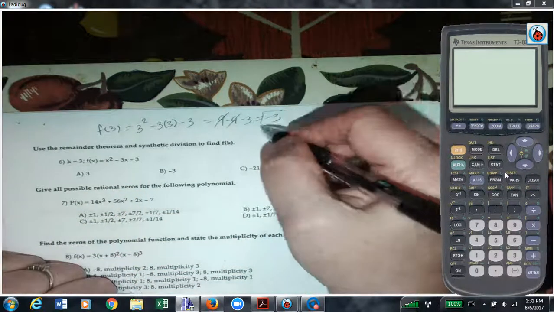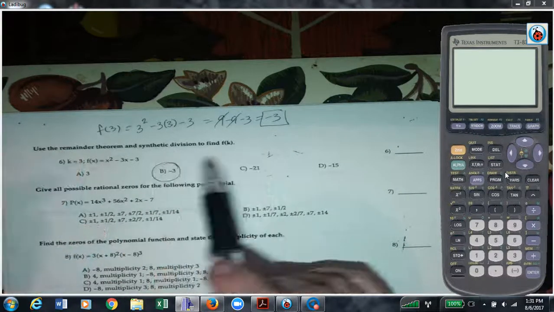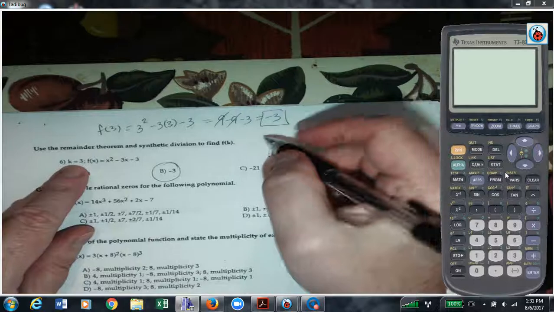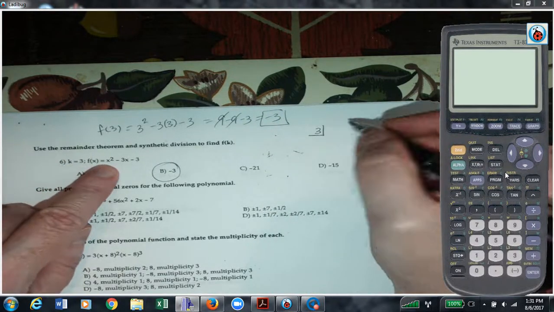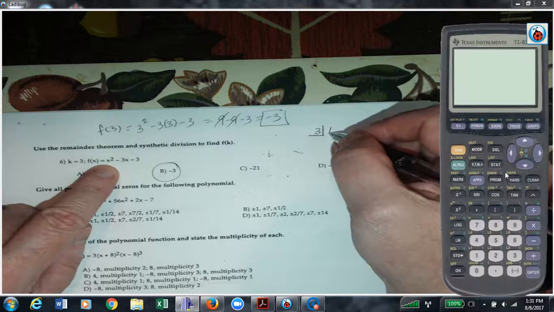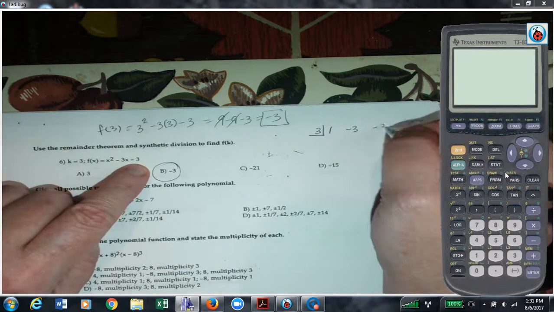And get negative 3. But, okay, let's do it the way they said, use synthetic division. So k goes in the box. And here I have 1 times x squared minus 3 times x, then minus 3.